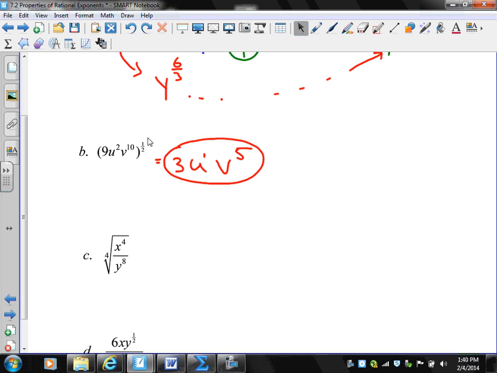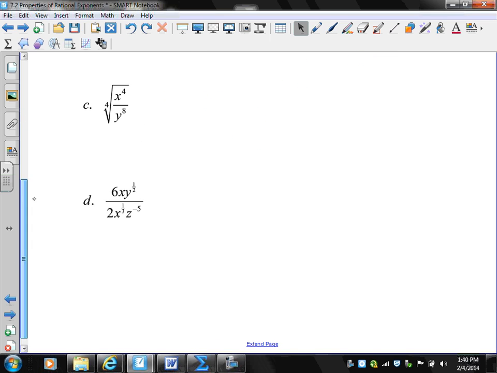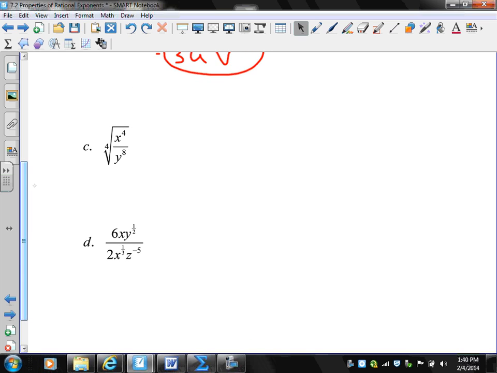Anyways, let's move on to some that have a little more teeth to them. So we're going to take the 4th root of x to the 4th over y to the 8th. Again, when I have a fraction here in my radical or with exponents in general, I'm really going to treat this as 2 separate problems. I'm going to do not the 3rd root, I'm going to do the 4th root of x to the 4th, and that's over the 4th root of y to the 8th.